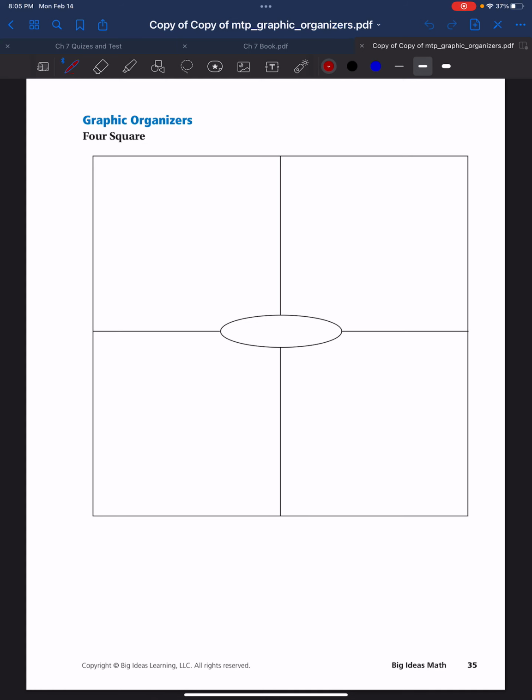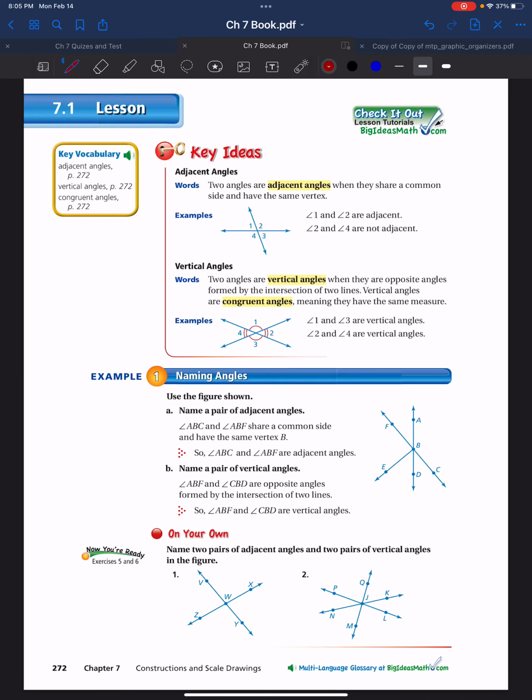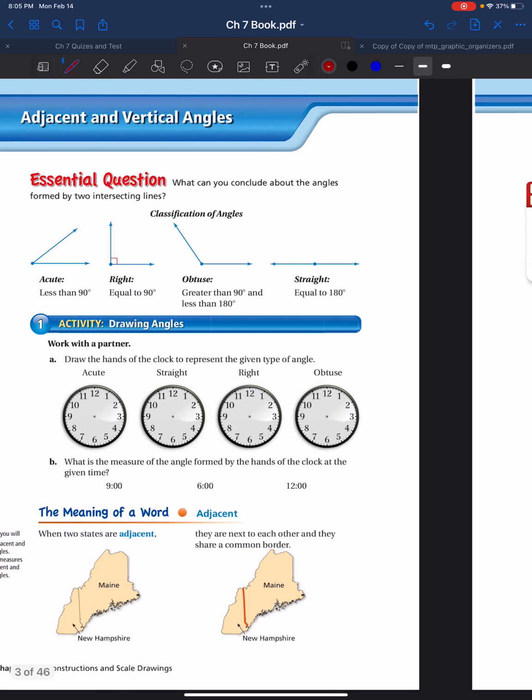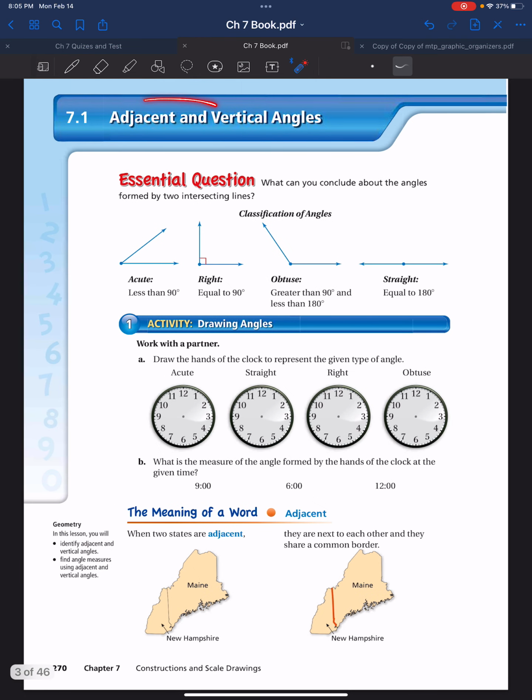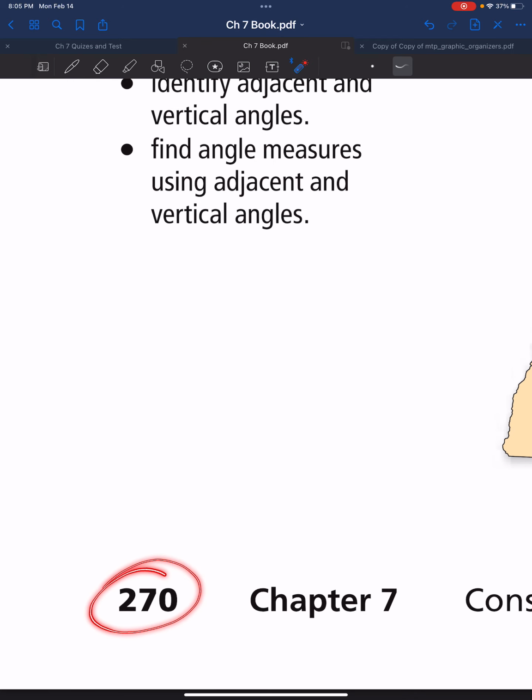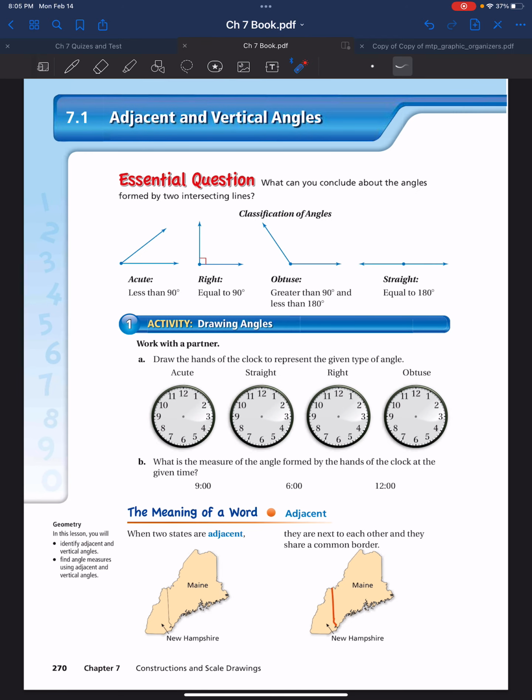Hi, 7th graders. We are going to talk about Chapter 7, Lesson 1. This lesson is all about adjacent and vertical angles. And it's on page 270, so go and open up your books.